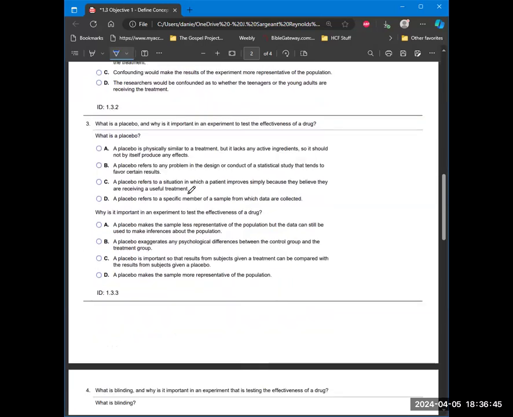Then what is a placebo and why is it important in an experiment to test the effectiveness of a drug? A placebo is physically similar to a treatment, but it lacks the active ingredients, so it should not by itself produce any effects. So that's A. And why is it important in an experiment to test the effectiveness of a drug? A placebo is important so that results from subjects given a treatment can be compared with the results from subjects given a placebo.